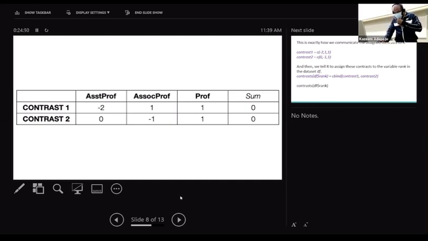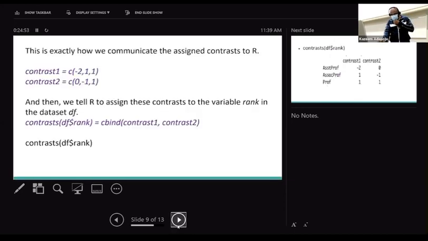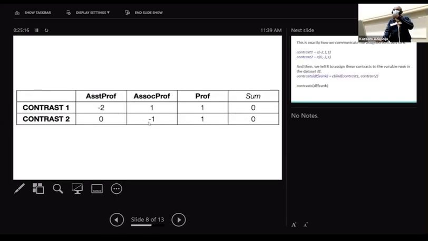The next thing we're going to do is use our software, R. In R, I'm going to write contrast 1, contrast 2, then put the weights. Where are they coming from? -2, 1, 1 is 0, and 0, -1, 1. They are coming from here. If you want to use fractions, you can use fractions. There's no problem.